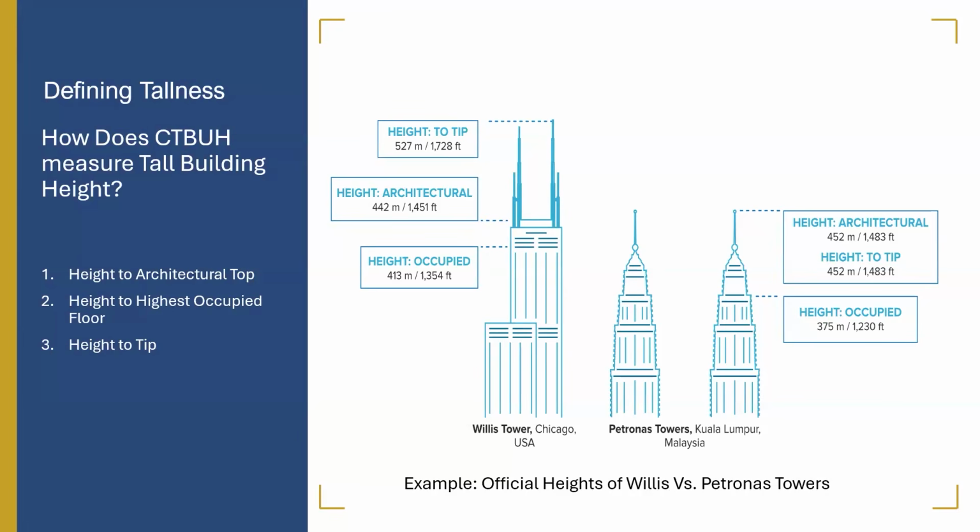Normally they report these three things now, so you can decide for yourself: occupied floor, architectural floor, and tip. Three heights are normally reported, and then different rankings come up from there.